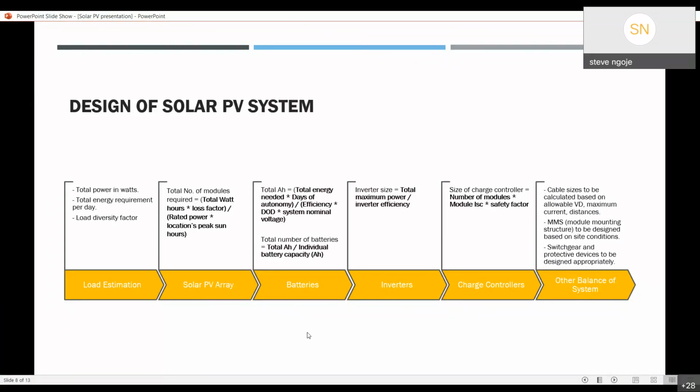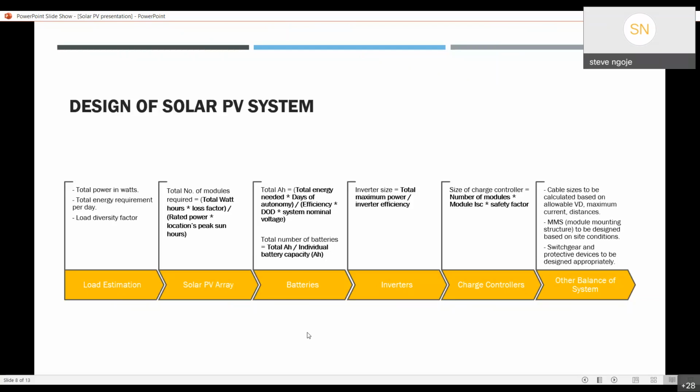The first step is load estimation. This is the first thing that you must do as a designer. You must know your load and energy requirements. If it is a home, you have to know what loads they have in that house, how they use them, and the number of hours they're used. You need to know how much energy that household or company, whichever premise it is, consumes in a day.